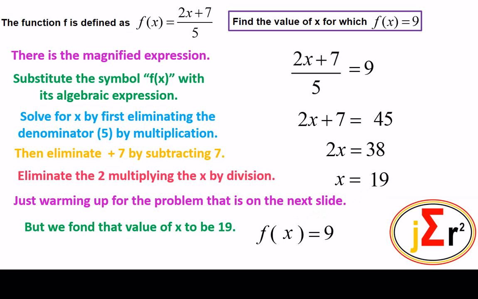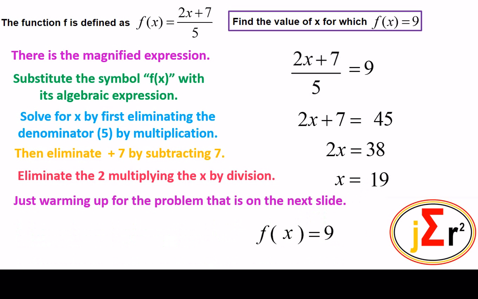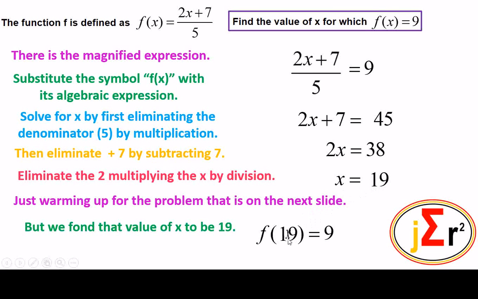Let us take a second look at it. We have here x is equal to 19. f of x is equal to 9. Which value of x is responsible for f of x is equal to 9? We found that to be 19. Our conclusion is therefore, if we make the substitution right here, the value of x is 19, then f of 19 is equal to 9. And we will find that to be very useful when we go to the next slide.